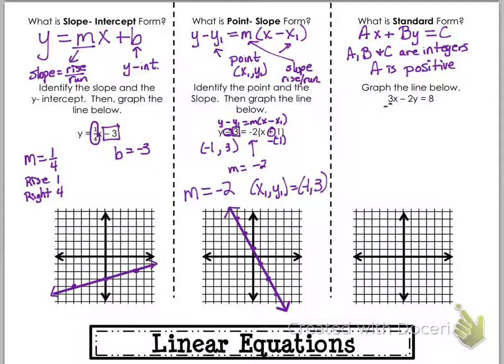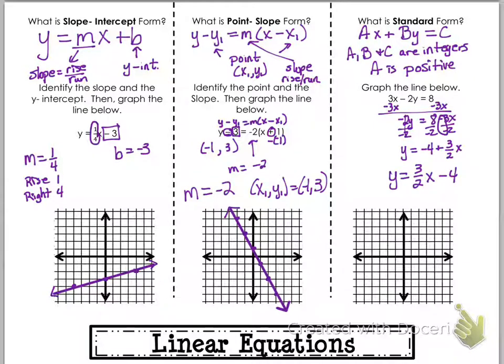I'm going to subtract 3x from both sides. That leaves me with negative 2y is equal to 8 minus 3x. Then I can divide everything by negative 2. Negative 2 divided by negative 2 is 1. So I have y is equal to 8 divided by negative 2, which is negative 4. And here I have a negative divided by negative, so that makes a positive 3/2 x. If I want it in slope-intercept form, it's y equals 3/2 x minus 4.